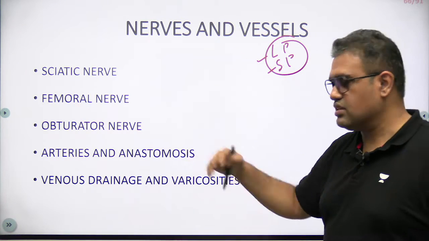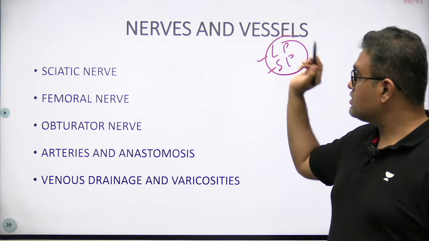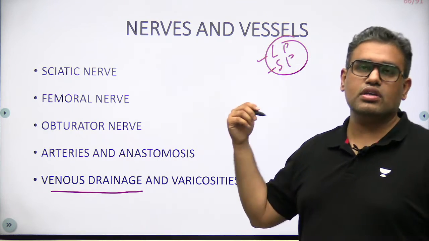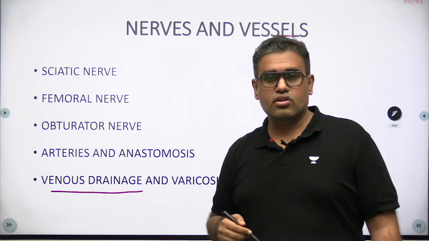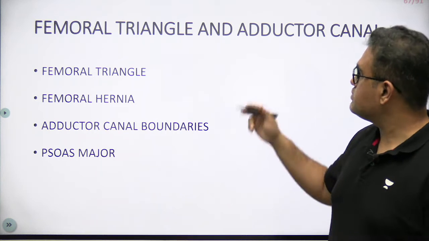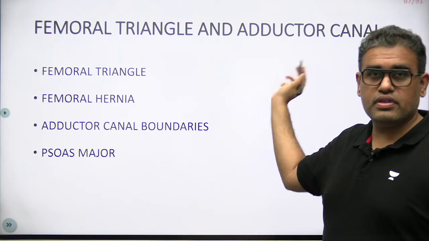So nerve and vessels, again anastomosis are a lot of there. Plus in lower limb, focus more on the venous drainage because against gravity it is going. Varicosities and other chronic venous insufficiency, deep venous thrombosis. So many things are there. Important topics, both of them.